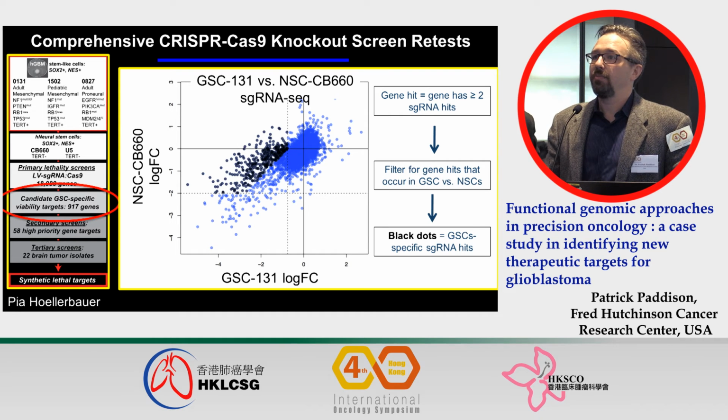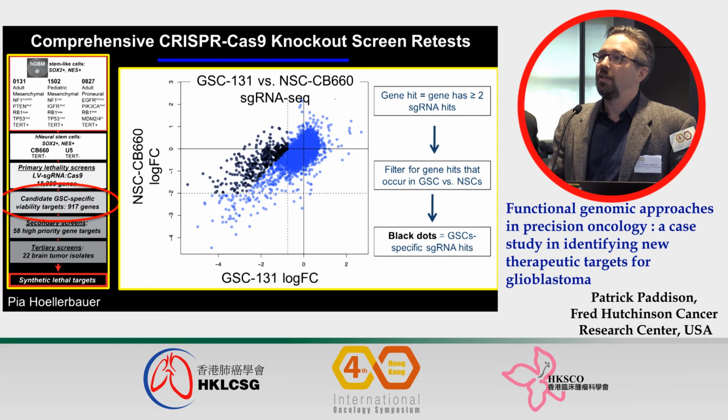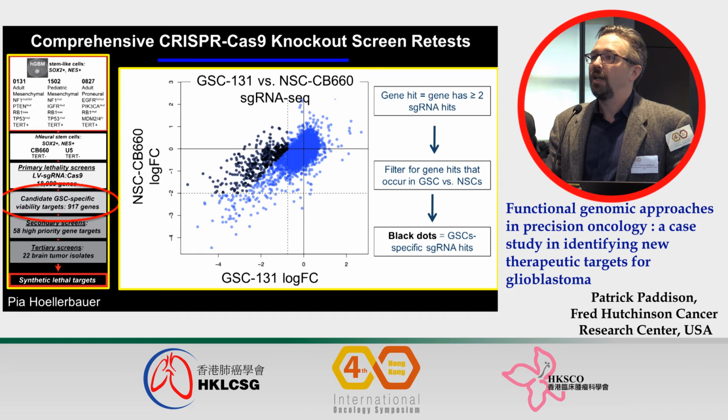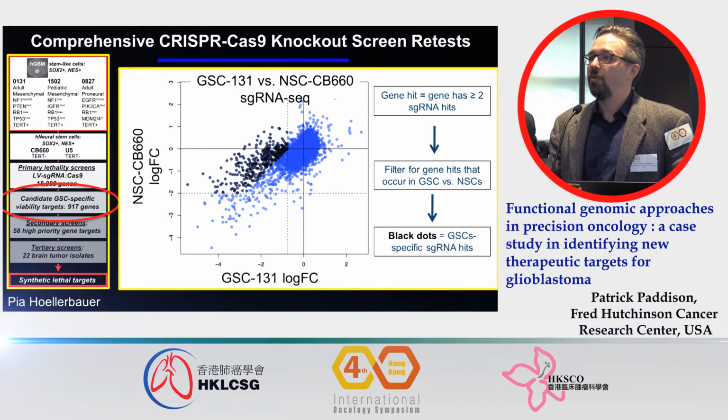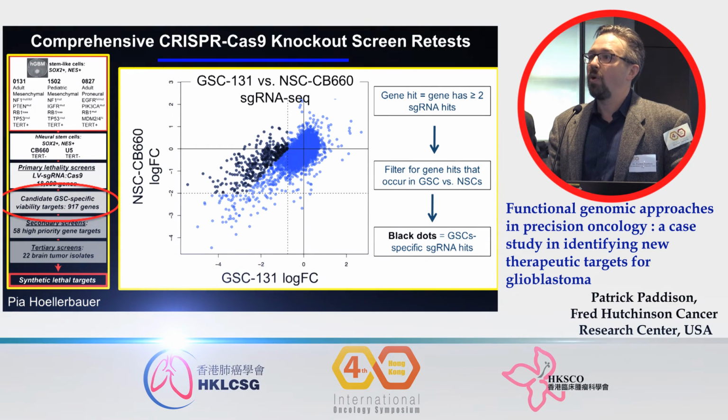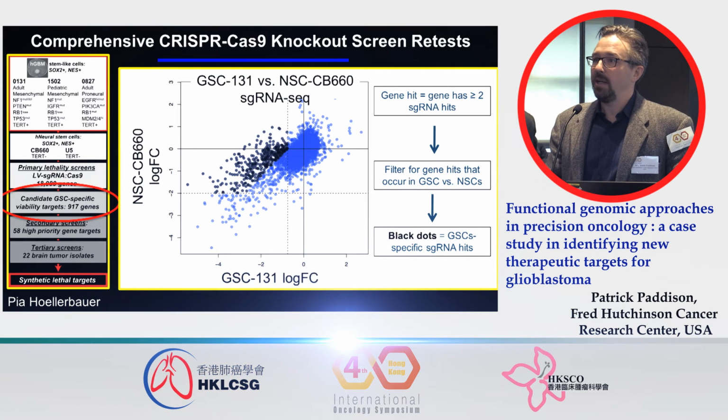We created this big category of about 900 to 1,000 genes, and then we did the retest in all of the original screen isolates. And this is an example of how we then tried to define the ones that are more specific to the GBM cells. This just shows you the sgRNA-seq for the GBM and the neural progenitors, and the ones in black are the ones that tend to be more negative in the GBM cells.